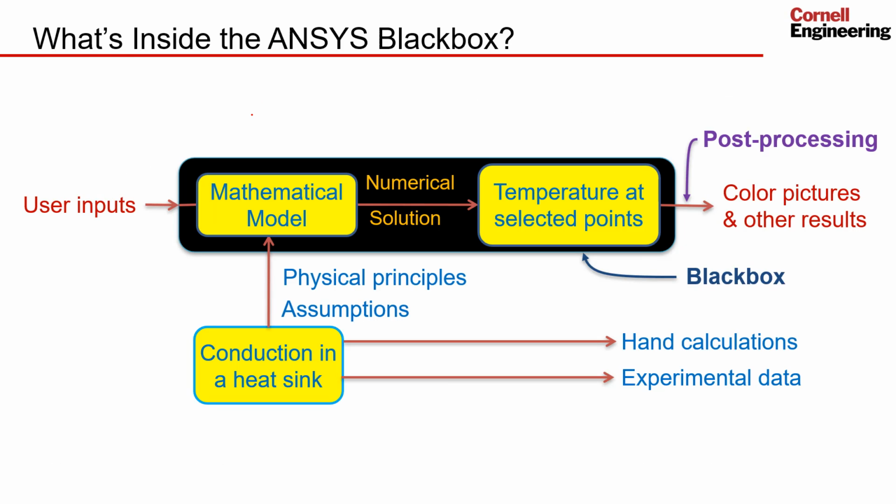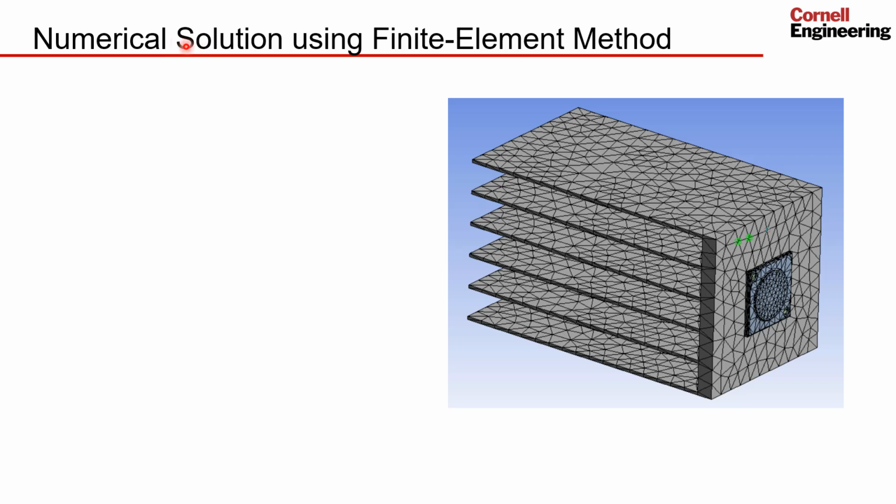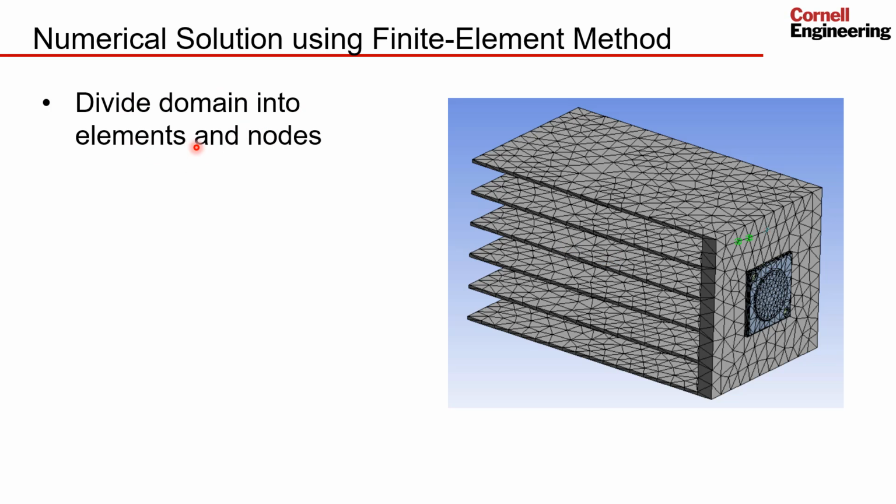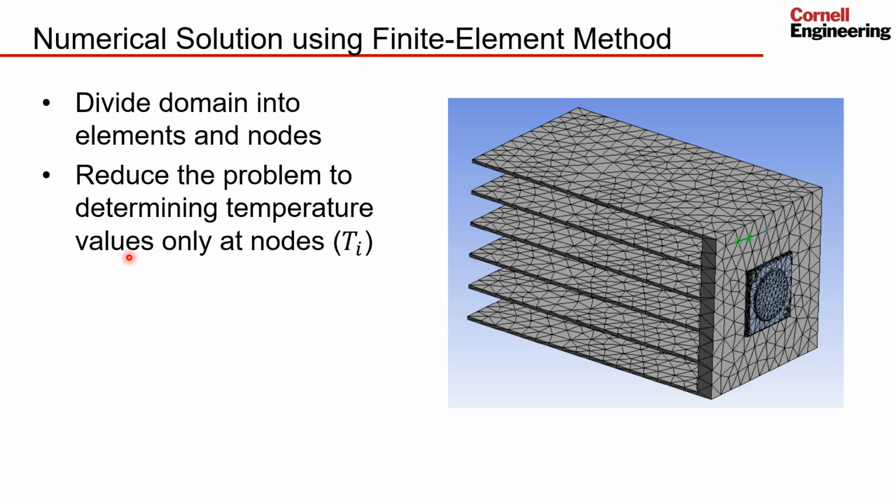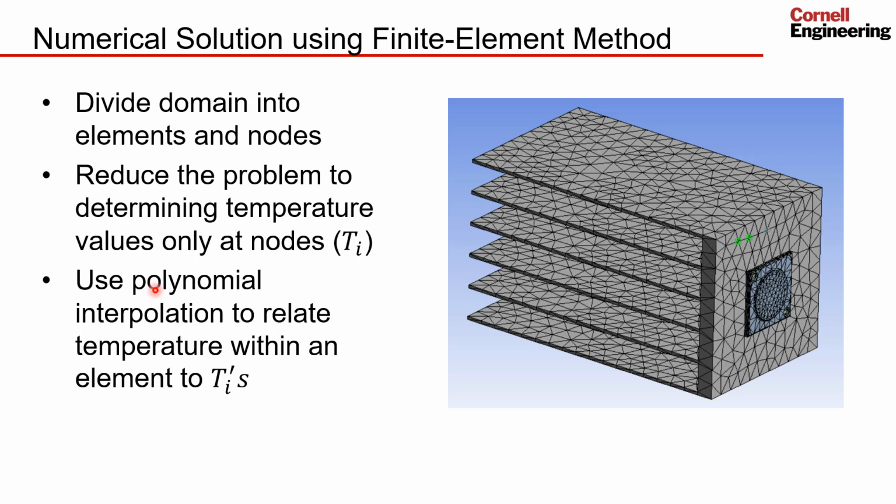So at this point, we have reviewed the mathematical model. Let's quickly review how the numerical solution strategy relates to what we saw in 2D. The numerical solution we obtain using the finite element method. That's what ANSYS is using. And we need to take our domain and divide it into elements and nodes as shown over here. There's a relatively coarse mesh, and you can see I've highlighted 2 of the nodes over here. And we reduce the problem to determining temperature values only at the nodes. So if you have 1,000 nodes, we're going to determine 1,000 temperature values instead of determining the temperature everywhere in the domain. And then we use a polynomial interpolation to relate the temperature within an element to the nodal temperatures.